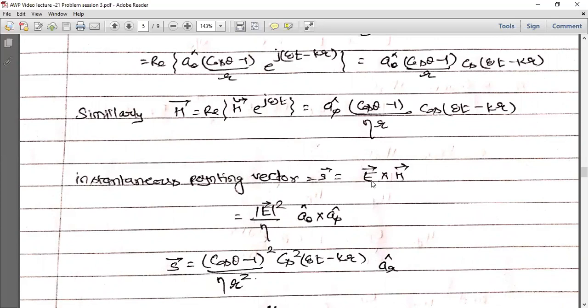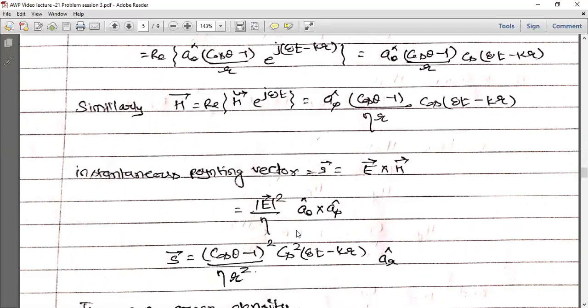Since magnitudes are not at all concerned with the cross product or dot product, you directly multiply the magnitudes. The magnitude of electric field intensity is given by mod of E, in the direction a theta cap, and the magnitude of magnetic field intensity is mod of E upon eta, in the direction a phi cap. Jointly, the instantaneous Poynting vector is mod of E square upon eta, a theta cap cross a phi cap.